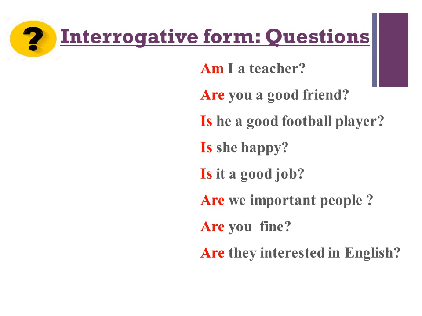We move now to the question form, the interrogative form. So in the interrogative form, it's different. We invert the subject. We change the position of the subject. For example, am I a teacher? Are you a good friend? Is he a good football player? Is she happy? Is it a good job? Are we important people? Are you fine? Are they interested in English?